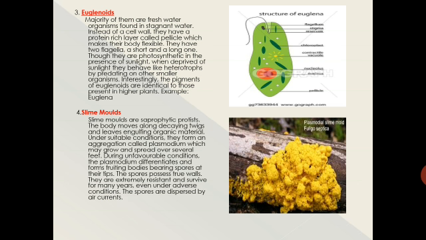Coming to the next one, the slime molds. Slime molds are saprophytic protists. Depending upon dead and decaying matter, the body moves along decaying twigs and leaves, engulfing organic material. Under suitable conditions, they form an aggregation called plasmodium, which may grow and spread over several feet. During unfavorable conditions, the plasmodium differentiates and forms fruiting bodies bearing spores at their tips.